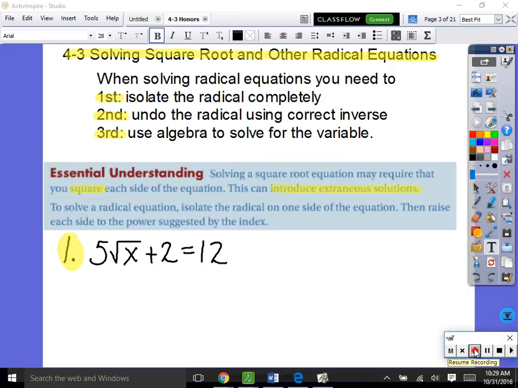Better record this. So here are the steps when solving radical equations. Every time you do this exact same thing, no matter what. First, isolate the radical completely. Get the radical completely by itself. Nothing multiplied to the radical, nothing added to the radical.